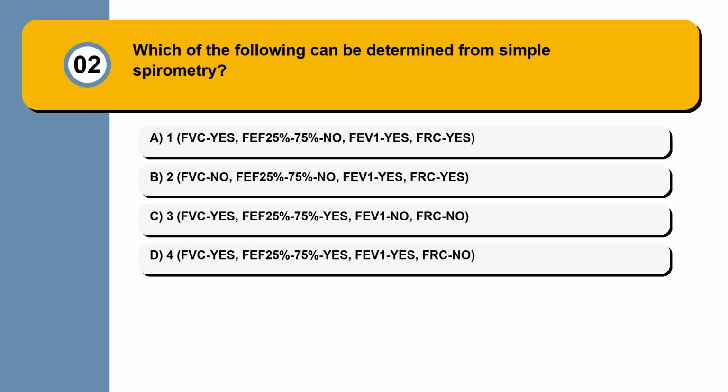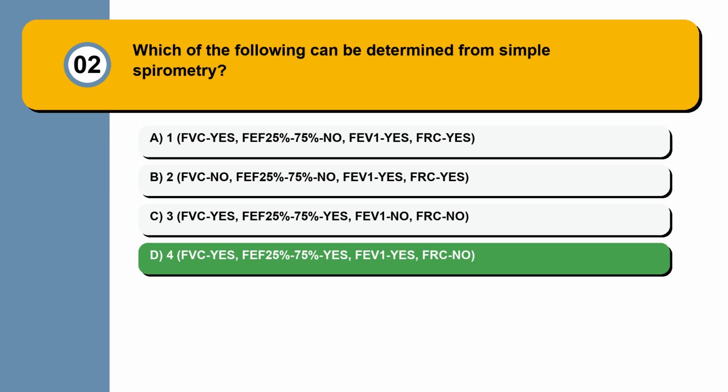3. FVC yes, FEF 25%-75% yes, FEV1 no, FRC no. 4. FVC yes, FEF 25%-75% yes, FEV1 yes, FRC no. The answer is number 4.